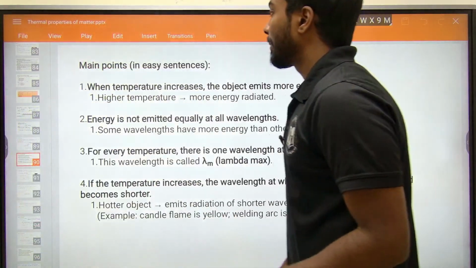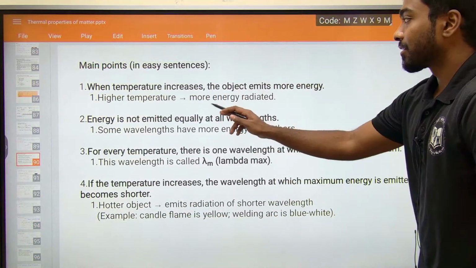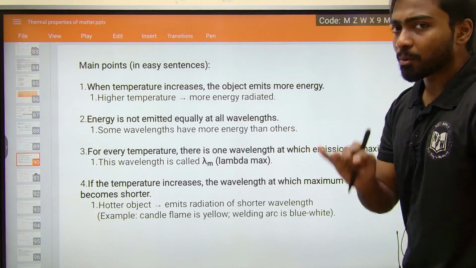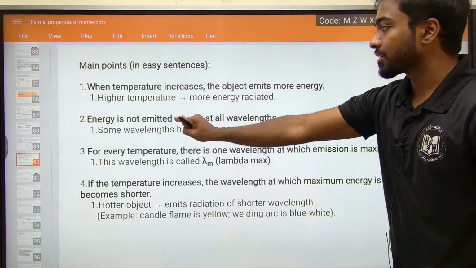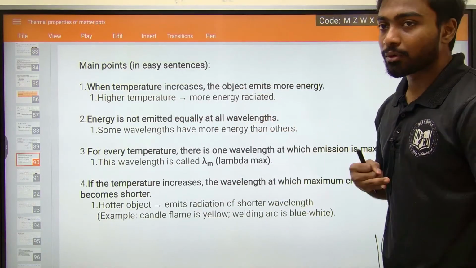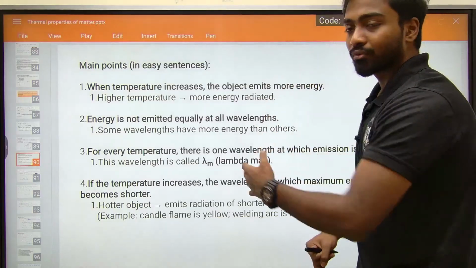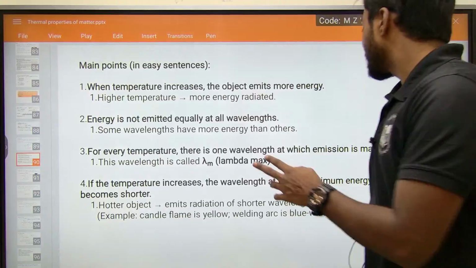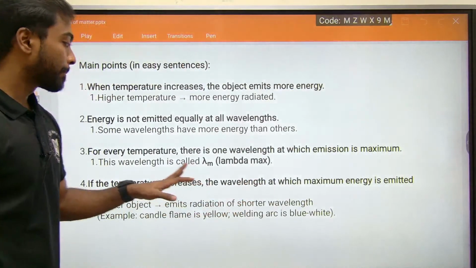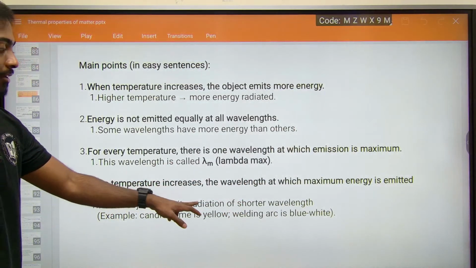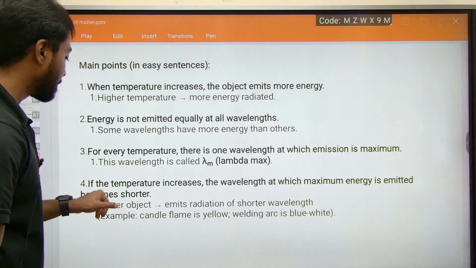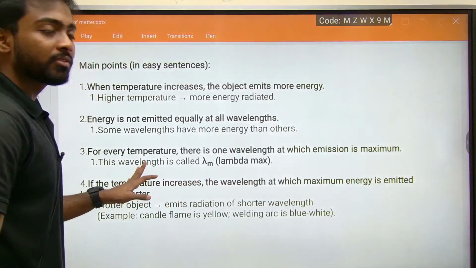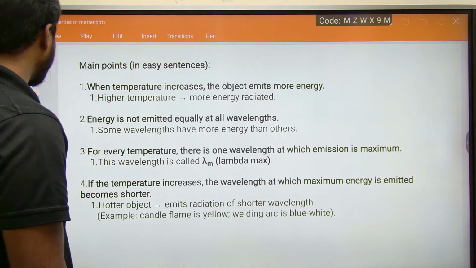So the next one is the main points. When the temperature increases, the object emits more energy. Energy is not emitted equally at all wavelengths, so if wavelengths vary, energy also varies. Third point: for every temperature there is one wavelength at which emission is maximum. And if the temperature increases, the wavelength at which maximum energy is emitted becomes shorter. These are the four important points, right?